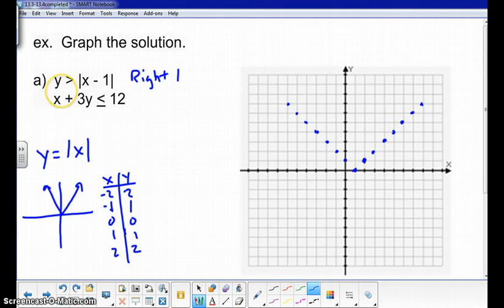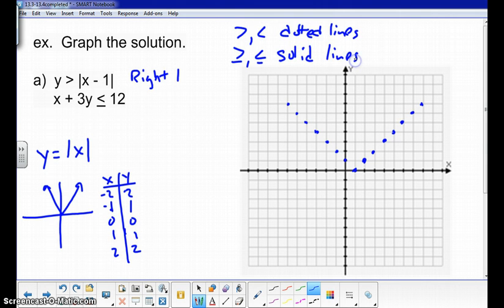Now, let's actually graph the inequality portion of it. If you recall, greater than or less than are dotted lines, while greater than or equal to, less than or equal to are solid lines. So in our case here, we would want this to be dotted.